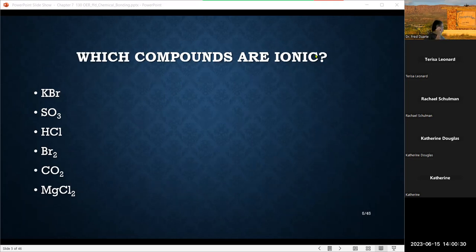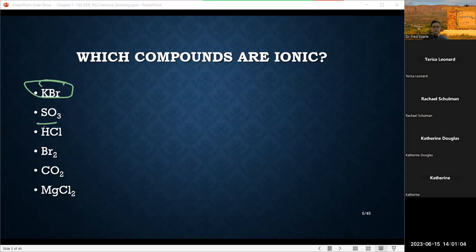So we look at the first one. We've got KBr. What do you think the name of KBr is, if you had to name it? Potassium bromide, you got it. Do you think that's ionic? Yes, it is. So definitely potassium bromide is ionic because we have a combination of a metal and a non-metal.